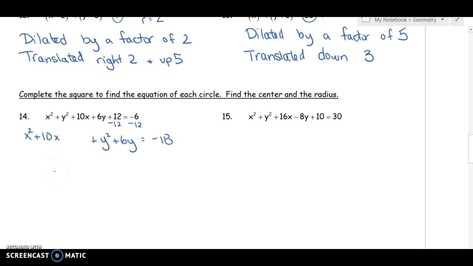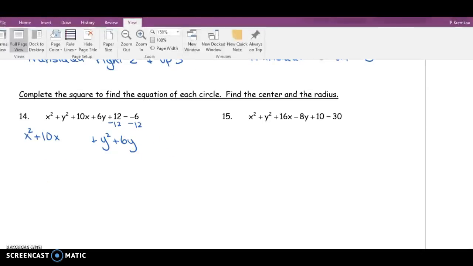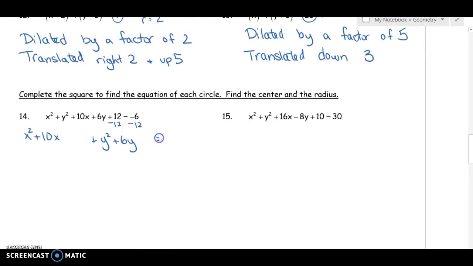All right, so I kind of grouped everything together. And what I'm going to do is leave a little bit more space after the y. Equals negative 18. Okay, so then what we're going to do is we have to complete the square.